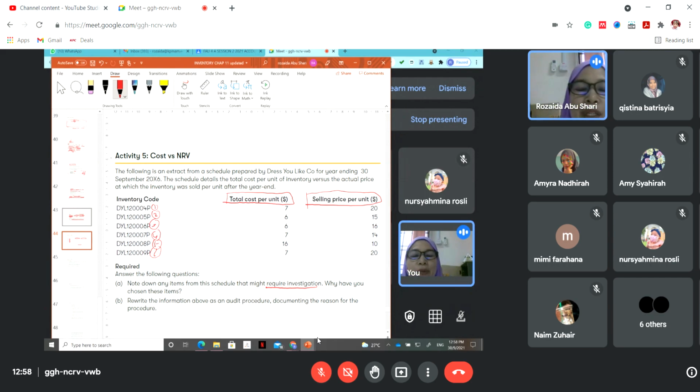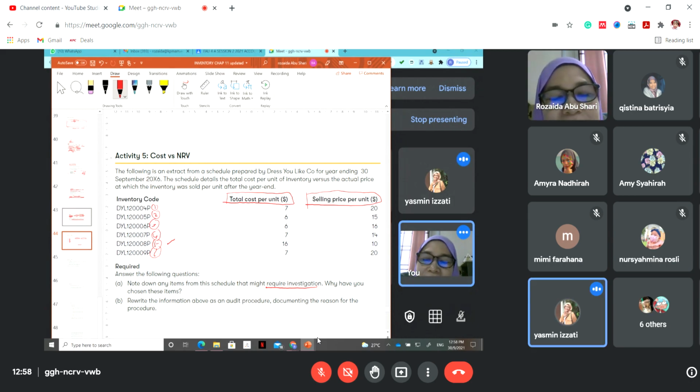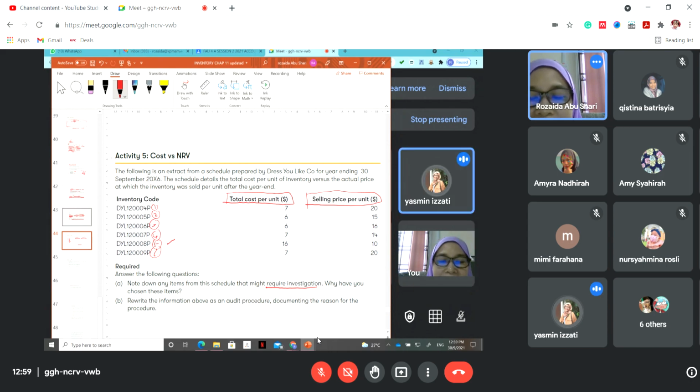Class, which one do you want to investigate? Number 5. Okay, number 5. Agree? Yes. Okay, so look at number 5. Why have you chosen this item? Anyone? Yasmin, why did you choose number 5 as the item to investigate? Because the selling price is lower than the cost per unit.